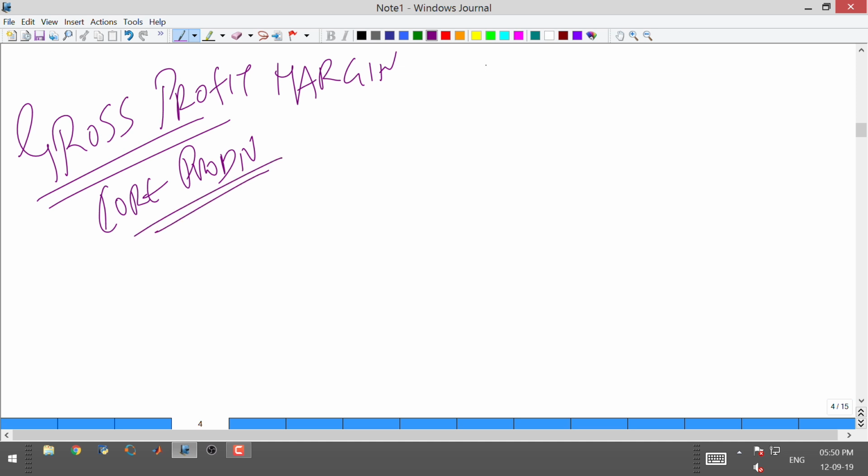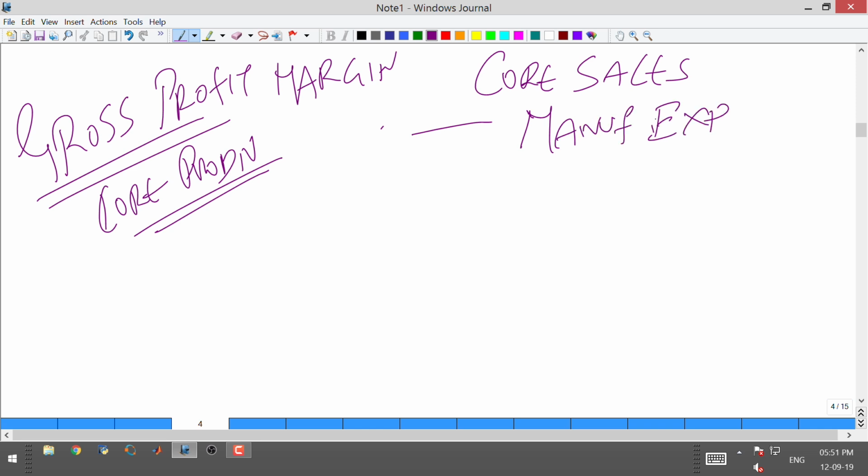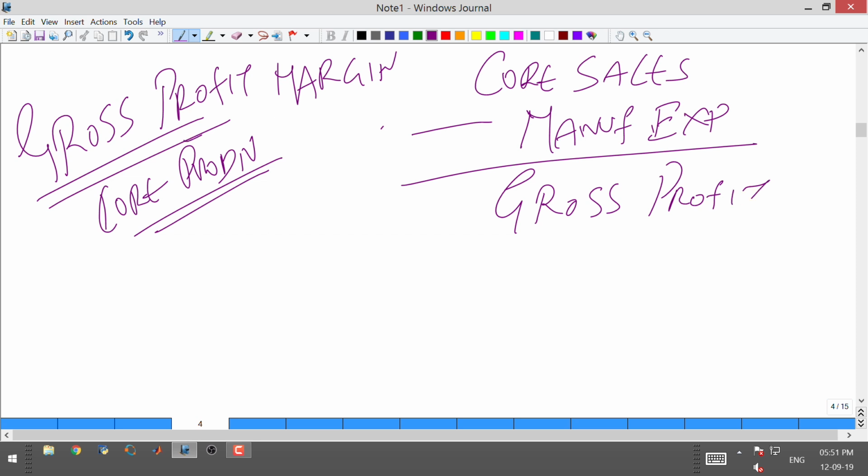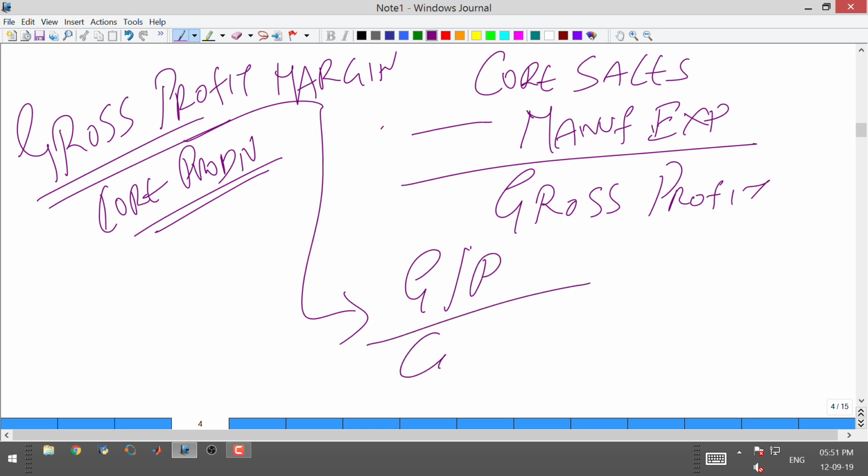That is, I will take the core sales and then knock off only the manufacturing related expenditure. What do I get? I get what is called gross profit. What is gross profit margin in this particular case? Nothing but my gross profit divided by my core sales basically gives me what is called the GP margin. I hope I am very clear about it.